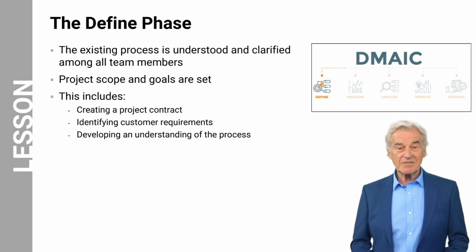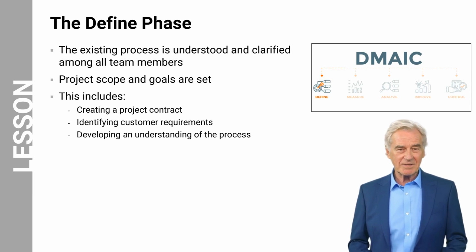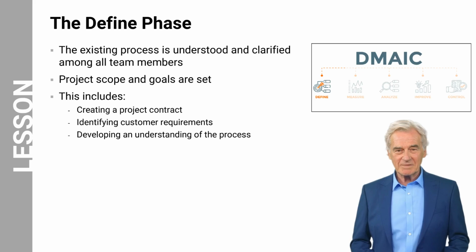The first and perhaps most important phase of the DMAIC model is the define phase. The define phase is when the existing process is understood and clarified among all team members, and a project scope and goals are set. Defining the project includes creating a project contract, identifying customer requirements, and developing an understanding of the process. Defining the task at hand is very important because before a process can be improved, it must first be understood.